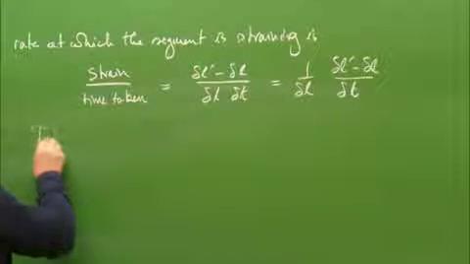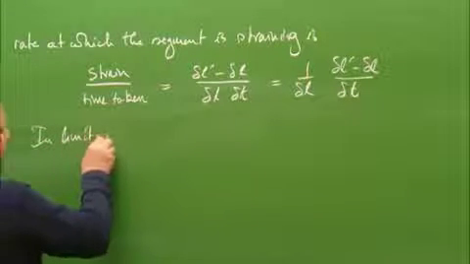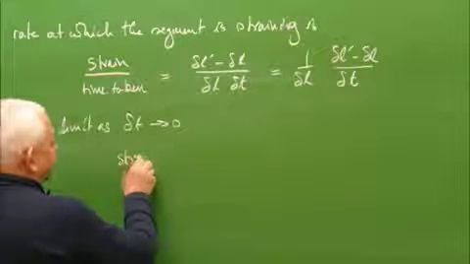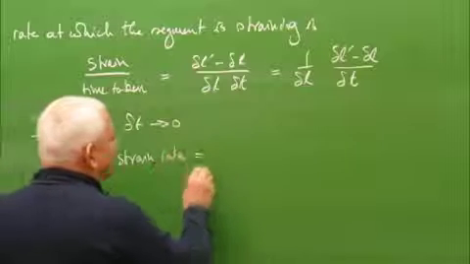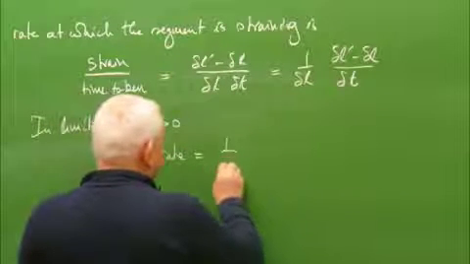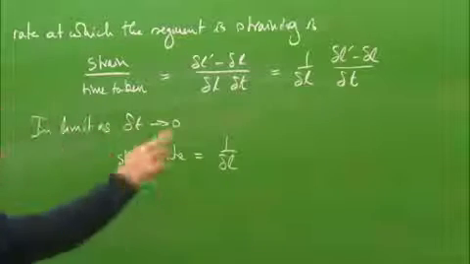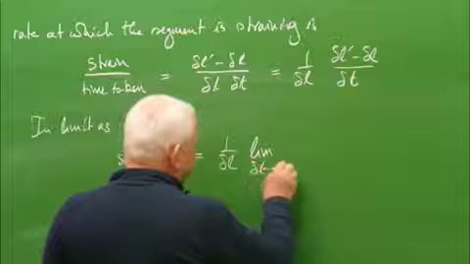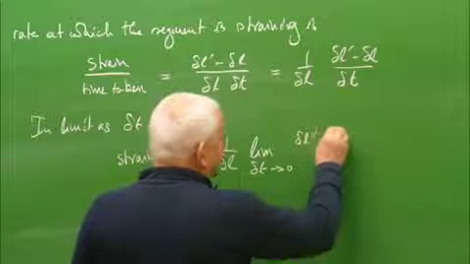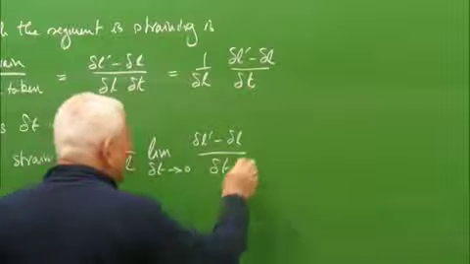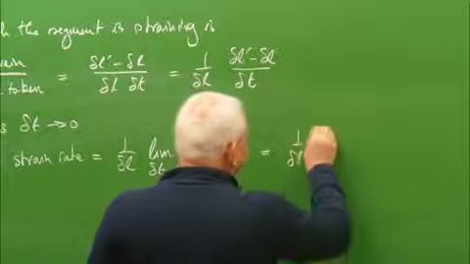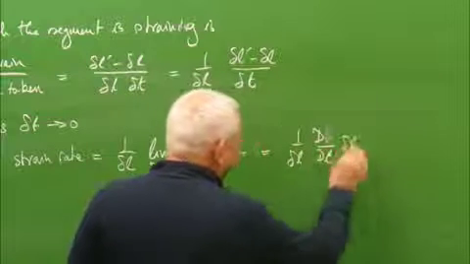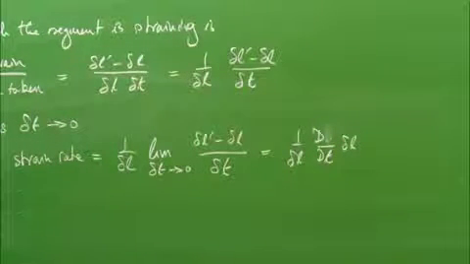So in the limit as delta t goes to 0, we get that the strain rate is equal to 1 over delta L. That doesn't change. It's the initial length of the segment that I'm considering, times the limit as delta t goes to 0 of delta L dashed minus delta L divided by delta t, and this gives me 1 over delta L times d by dt of delta L. So that's the quantity that I need to calculate.